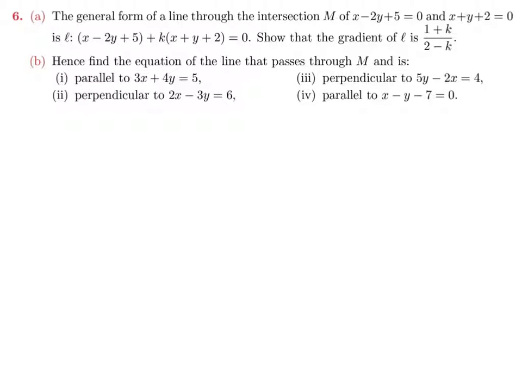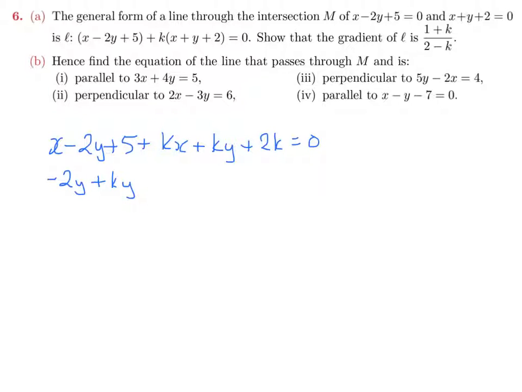So, we have x minus 2y plus 5 plus kx plus ky plus 2k equals 0. We're going to leave the y's on this side and put everything else on the other side. So we have minus 2y plus ky equals minus x minus 5 minus kx minus 2k. I might just swap all the signs around. So we've got 2y minus ky equals x plus 5 plus kx plus 2k. Okay, that looks a bit better.